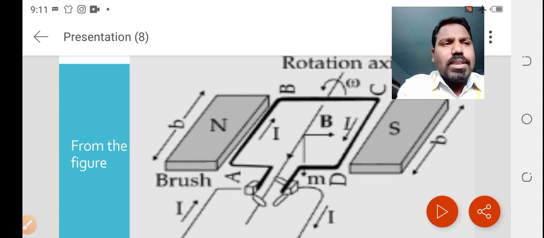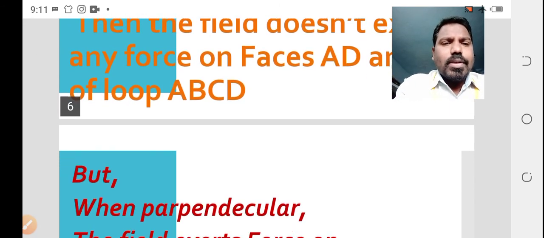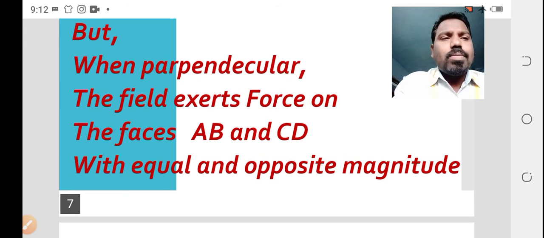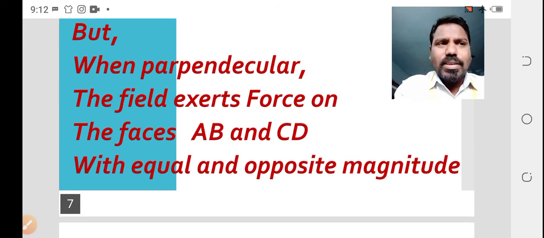So here the force is the same on faces AB and CD, but in opposite directions. You can see the arrow marks there. When the loop is perpendicular, the field exerts force on faces AB and CD with equal and opposite magnitude. The force is the same, but they are opposite. One is entering, the other is leaving.